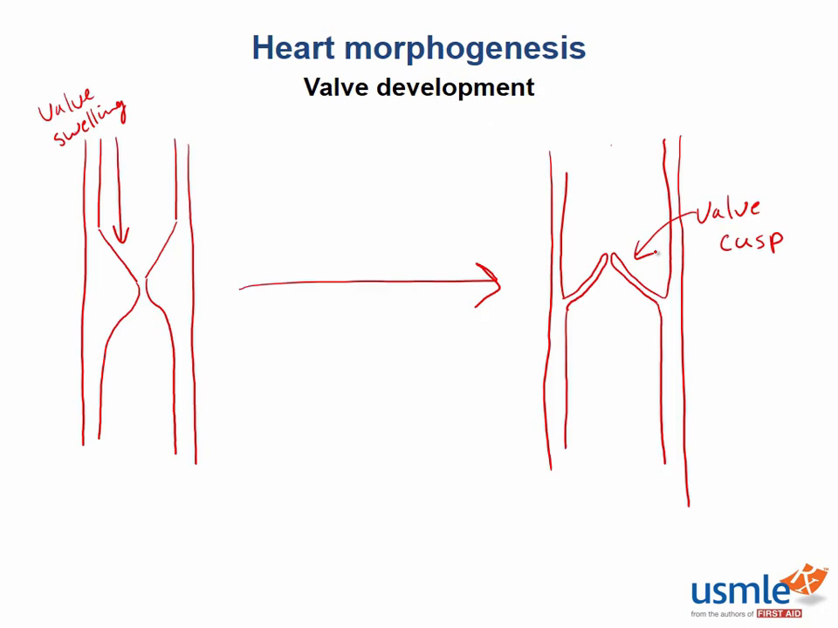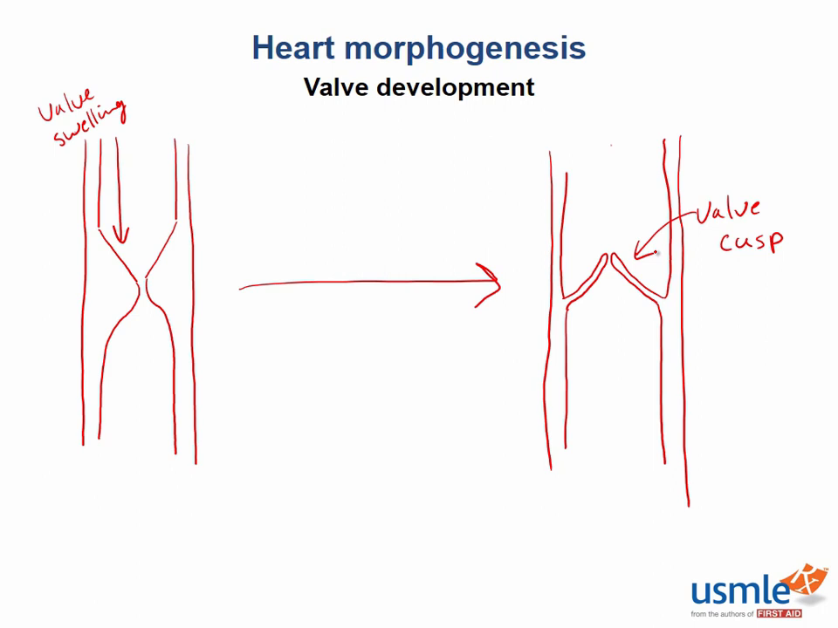Alright, so next up we're going to talk about valve development. The aortic and pulmonary valves are formed from proliferations of endocardial cushions within the ventricular outflow tracts. These start out as large bulges into the canal, called valve swellings, and eventually break down via apoptosis to form the valve cusp, as you can see here. These valve cusps are just thin sheets of connective tissue and will serve as the valve leaflets later on.